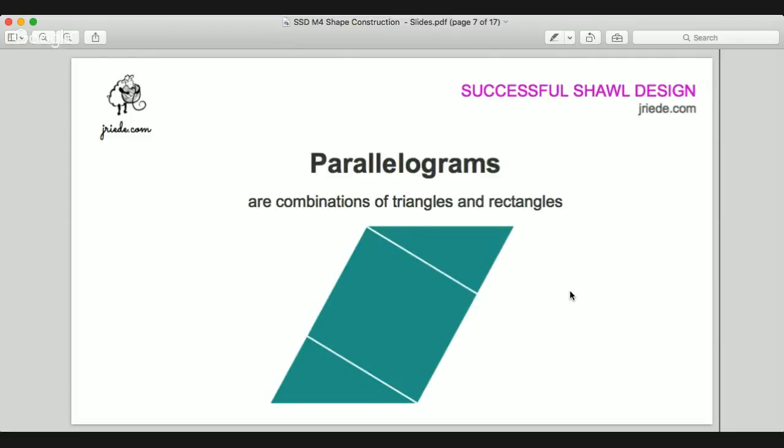In parallelograms, it's basically a combination of triangles and rectangles. In this case, we have 2 triangles and 1 rectangle. In this case, it's a square, which has 4 equal sides. But basically, you are not limited to working squares here. You can work any size rectangle as long as this edge, which is the width of your shawl, equals the width of this triangle here.